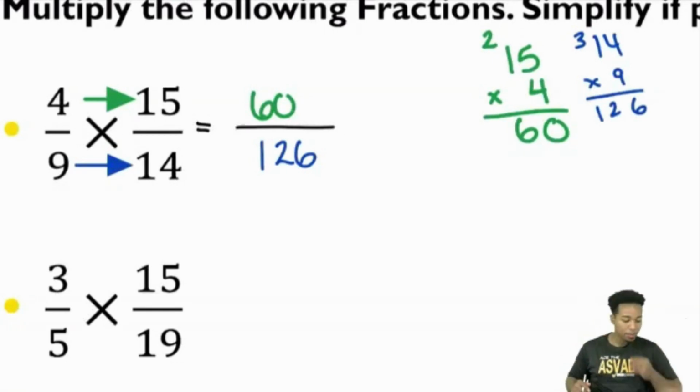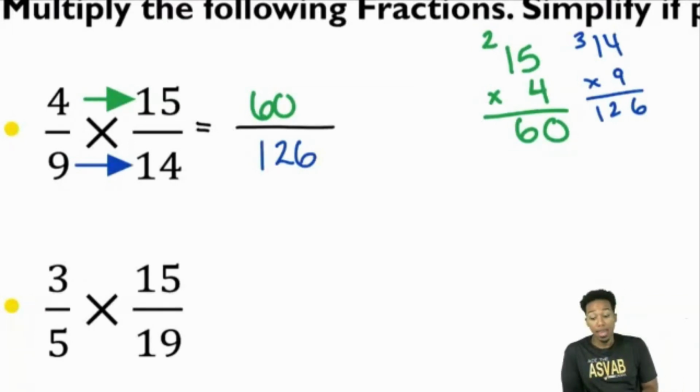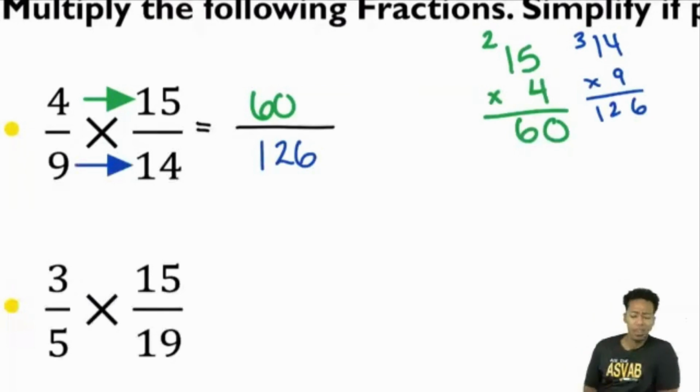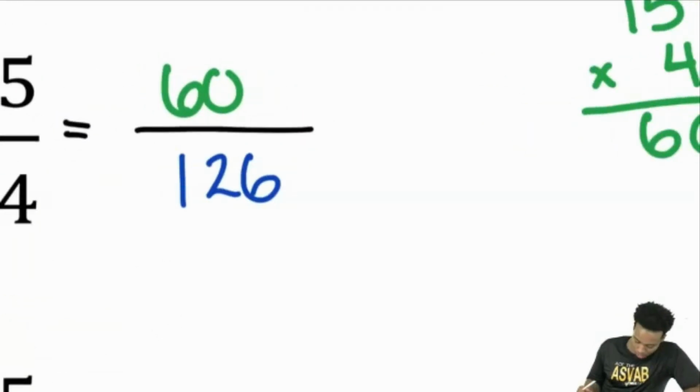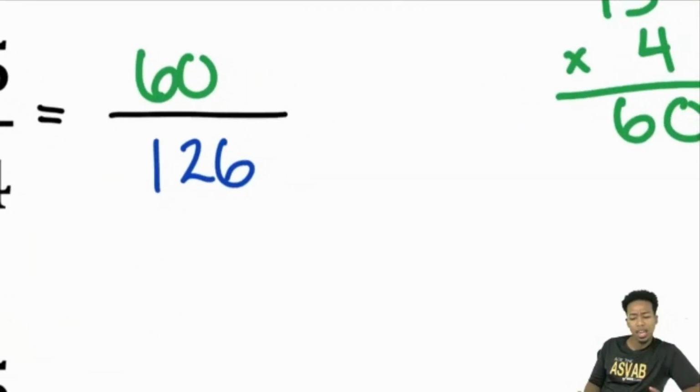Okay, great. We've done the multiplication part, right? Now, what's the next step, everybody? It starts with the S. What do we have to do now to the fraction? Yeah, we got to simplify now, right? We have to simplify this. Okay, cool. Sounds good. So let's go ahead and simplify this. Since 60 and 126 are both even, what are they both divisible by?